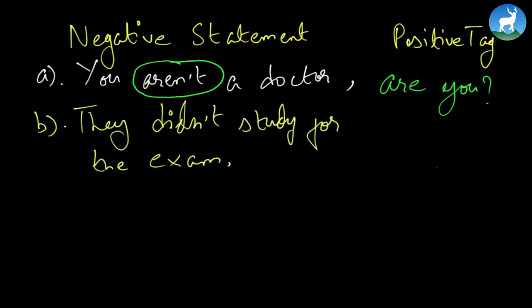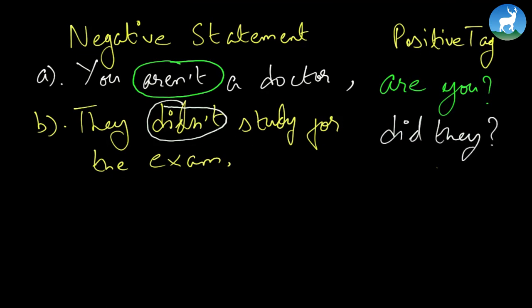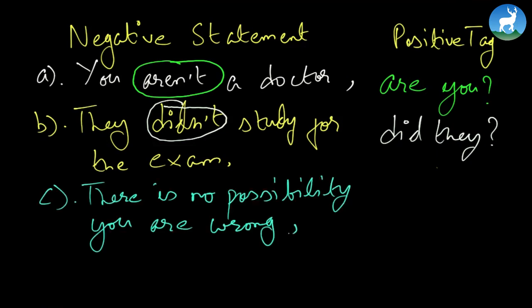They didn't study for the exam. See, the statement is in simple past. Focus here on did not. Negative statement, and it will always have a positive tag. They did not study for the exam, comma, did they? See, a negative, positive. Negative aren't, are. Negative did not, did. Also bear in mind, there is no possibility you are wrong. This statement is negative in itself, so the positive tag would be is.